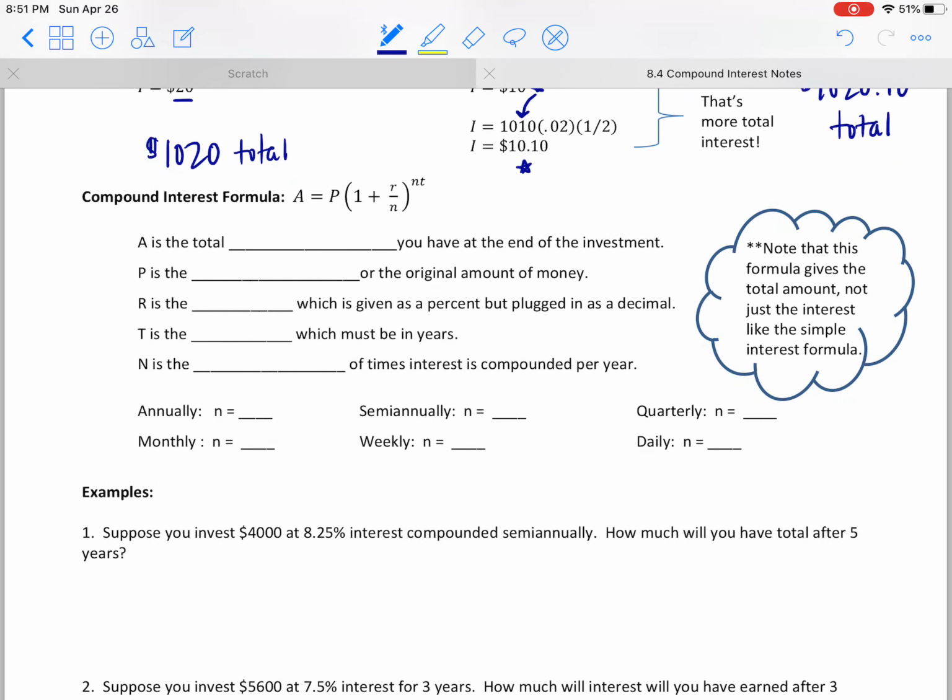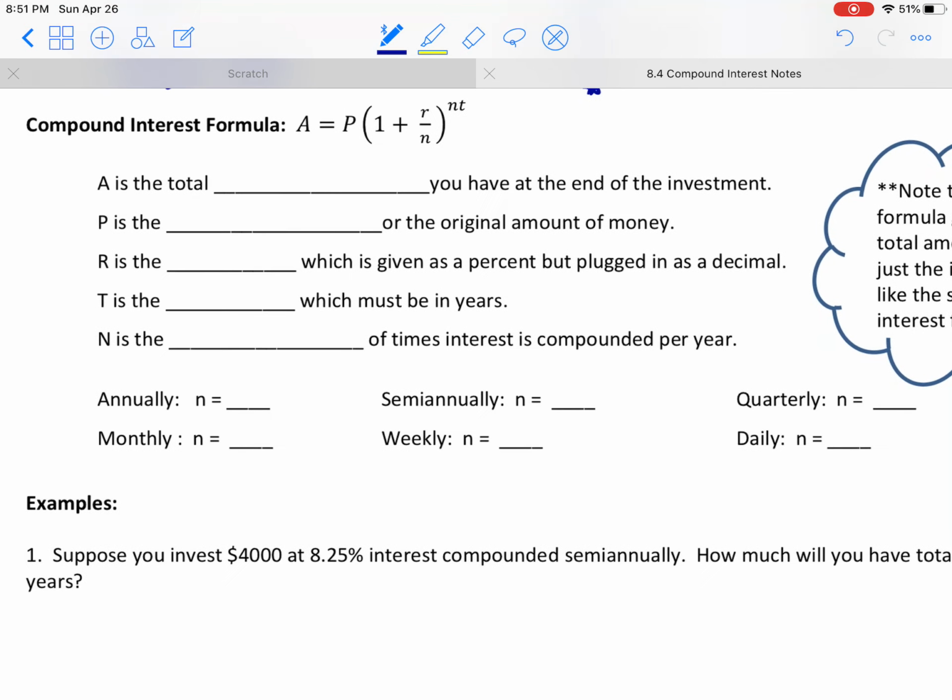Now, fortunately for us, if we were compounding interest every single day, we don't have to worry about doing our simple interest formula every single day and then adding all those amounts up. We have a formula that calculates compound interest for us. So here's our compound interest formula. A equals P times the quantity 1 plus R over N, raised to the NT power, is going to give us the final amount of an investment.